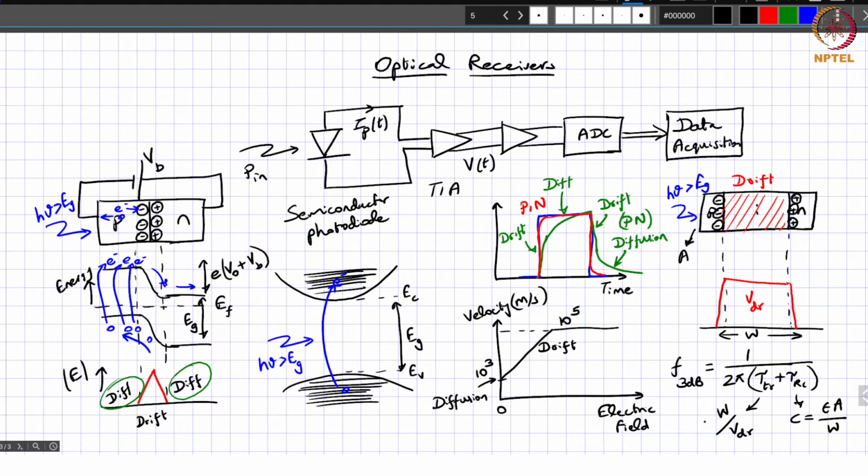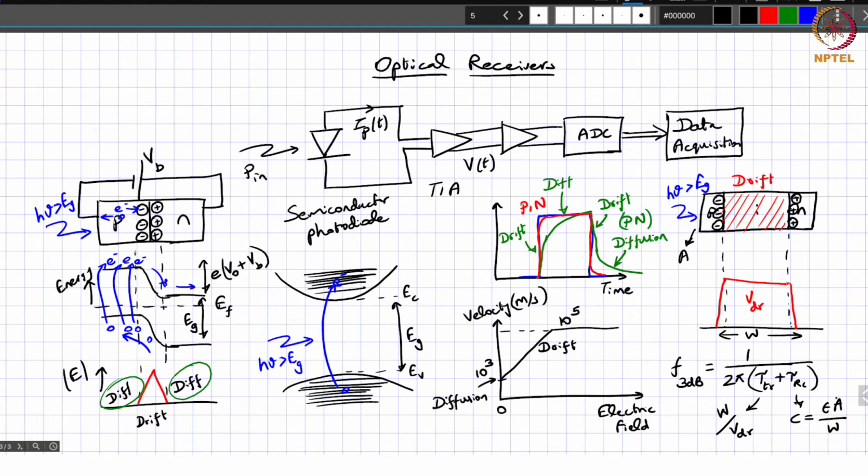That seems to be contradictory, right? For one term W is in the numerator and for the other term W is in the denominator. So how do you resolve that? Well, you can resolve that by making the RC time constant relatively low compared to the transit time. And the way you can make it low is by controlling the capacitance. You cannot do much about W because that will affect the transit time.